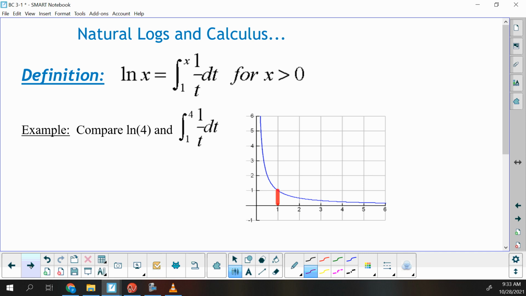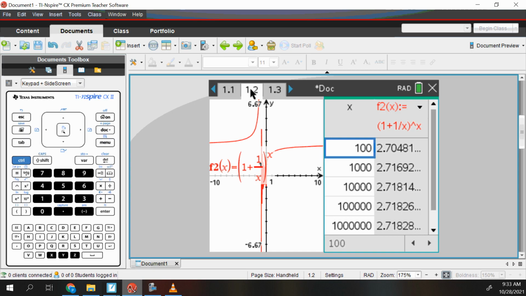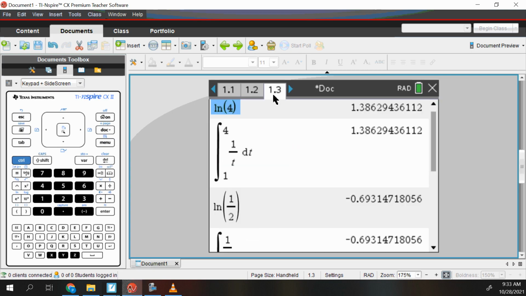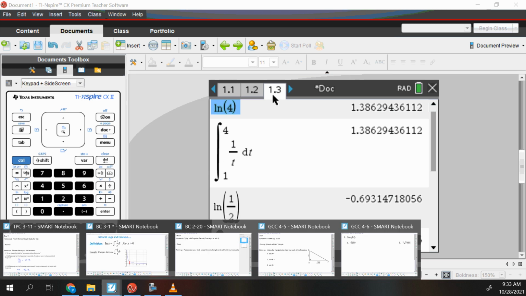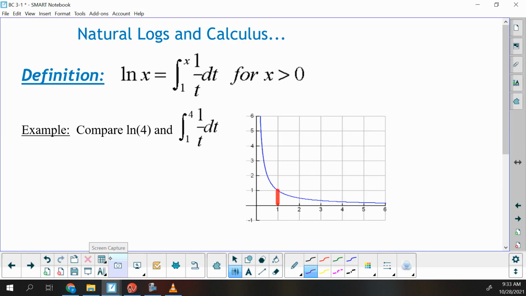Well, let's compare it some. So let's see when x is 4. So we'll do natural log of 4, and we'll do the integral from 1 to 4 of 1 over t dt. And we can just look at that in the calculator, and I've got those two here. There's natural log of 4, and there's the integral from 1 to 4 of 1 over t dt. So notice that accumulation function does equal natural log of 4. So it appears that that one checks out.